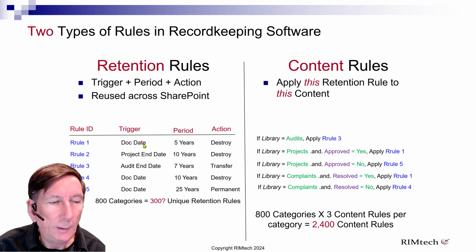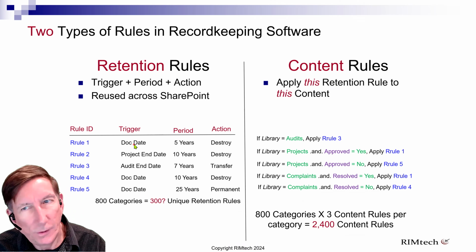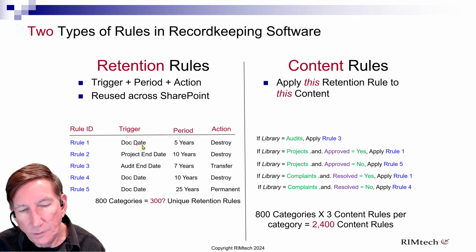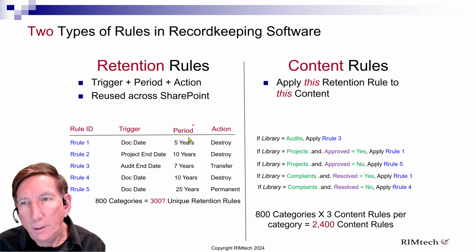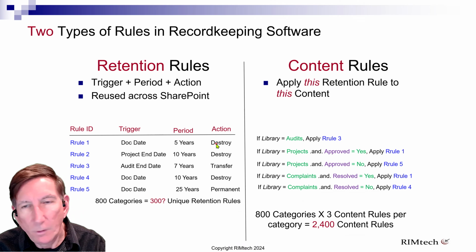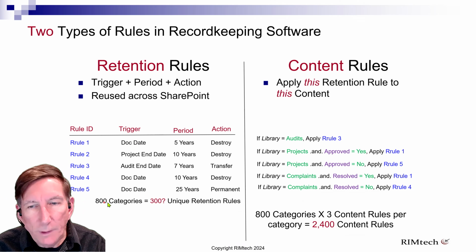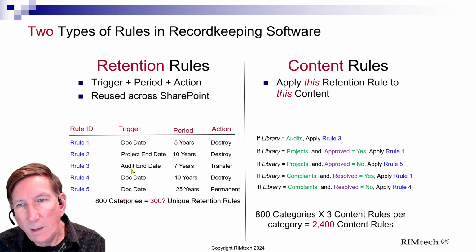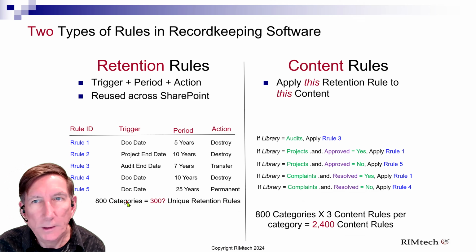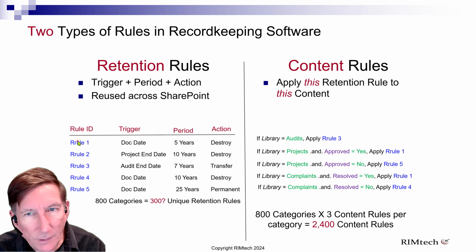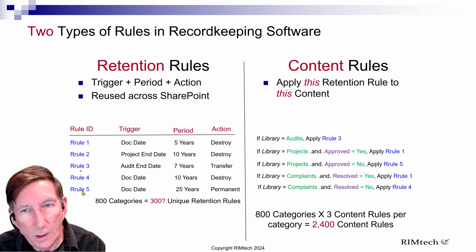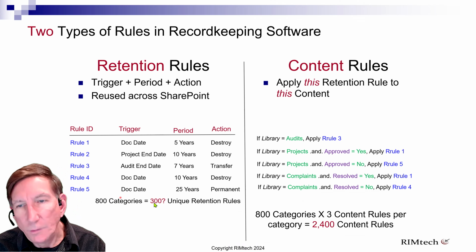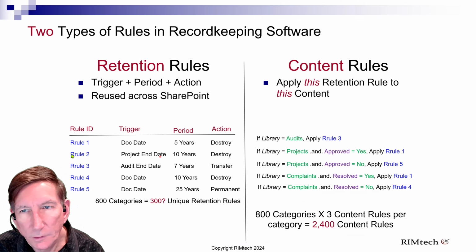Document date, well, let's use the most famous Canadian one: 7 years and destroy. The trigger is the document date, which is used to compute the age. The period is 7 years, and the action is destroy. Very, very simple. If you do have 800 categories, and you will if you're a municipality, I estimate that you would have roughly 300 unique retention rules in total. Simple, no big deal. Each rule, however, has to have a name. It's shown in blue on the left here. You have to give it a unique name. So yeah, you have to come up with 300 names for your retention rules.